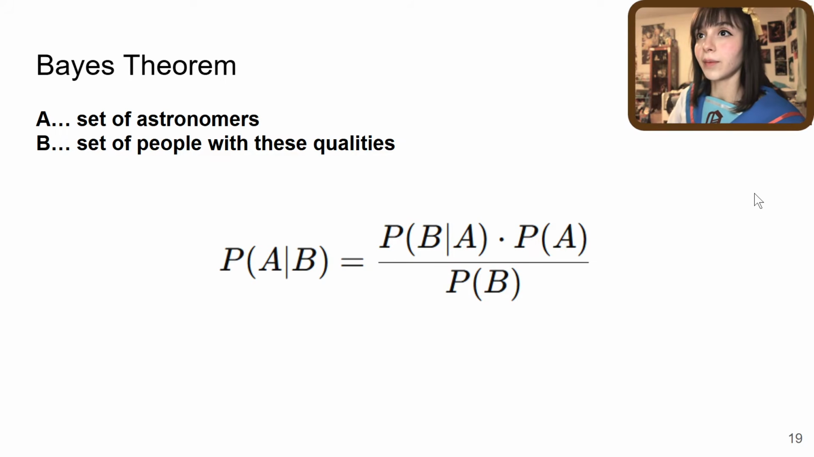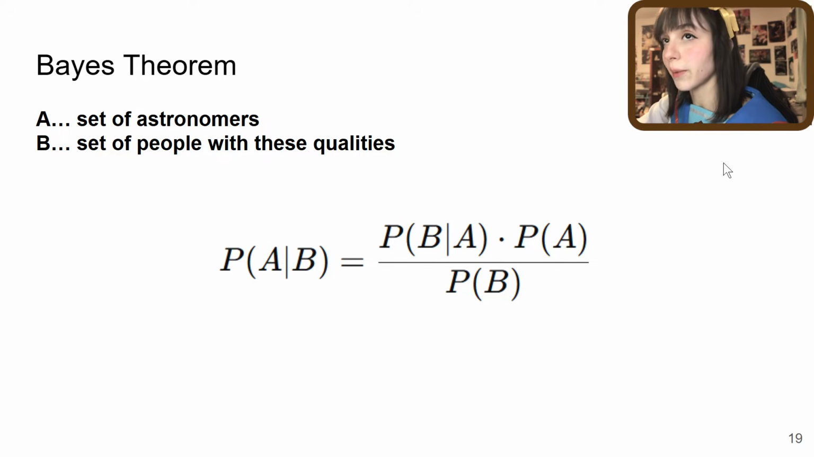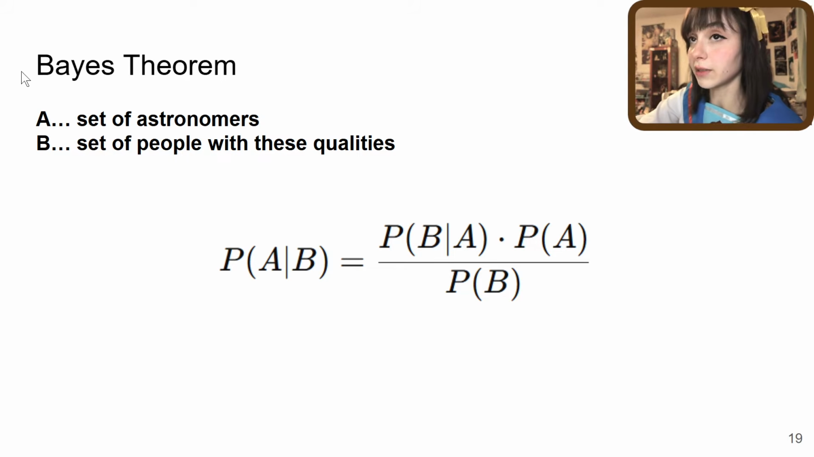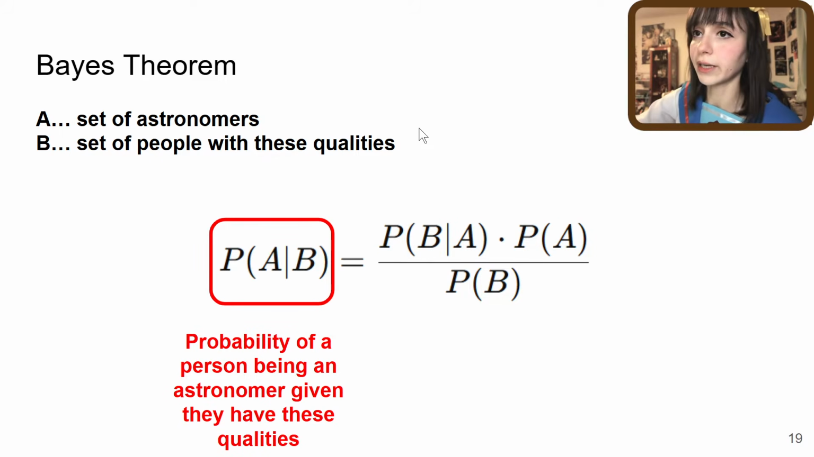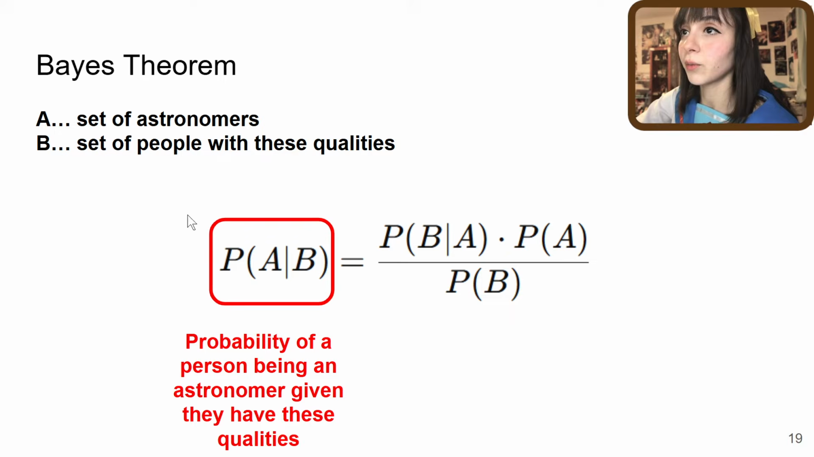So yes, you can do that. However, the understanding of this problem is to know what to do when we find more information on the matter. And for this, we use Bayes' theorem. In here I'm already putting in the names of the things to help understand it. This is Bayes' theorem, and what it tells us for our particular example is the probability of a person being an astronomer given that they possess these particular qualities that I described.